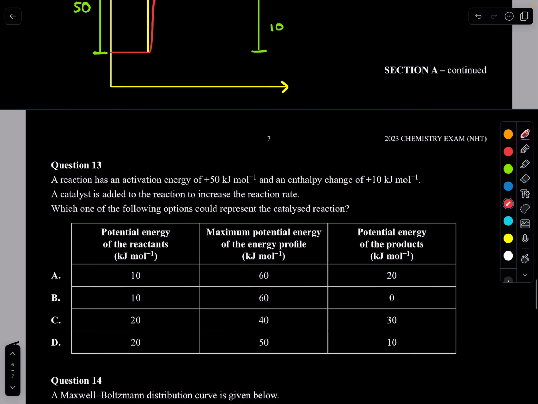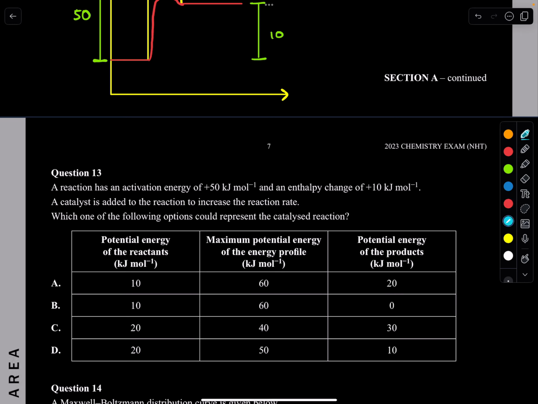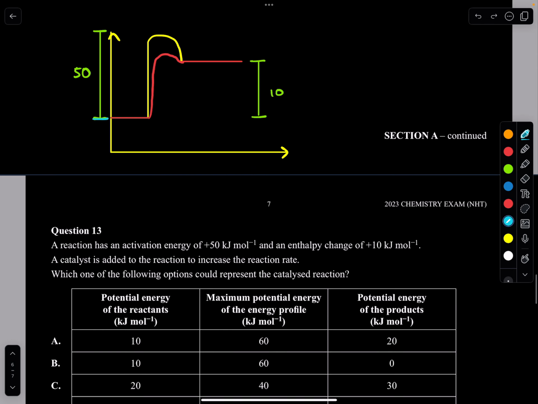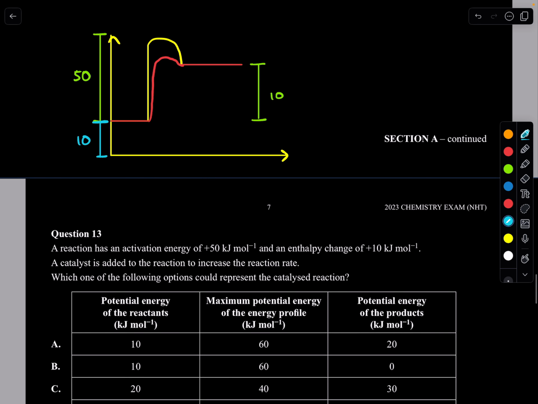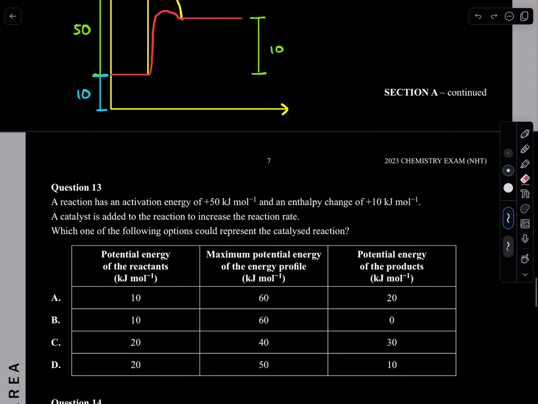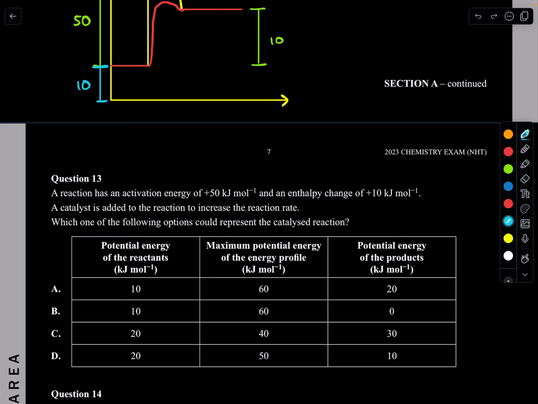Let's have a look at first A. Does A meet all those requirements that we've done? Okay, so the potential energy of the reactants is 10. So we're starting with 10. Let's check that, meaning this part from here to here should be 10. Okay, let's check. Next one. The maximum potential energy of the profile should be 60. Wrong. We're looking at the red graph. Remember, the catalyzed reaction. Now, it's 60 for the uncatalyzed reaction. So take that, A is wrong. And B is wrong because these two are the same. So it has to be C and D.